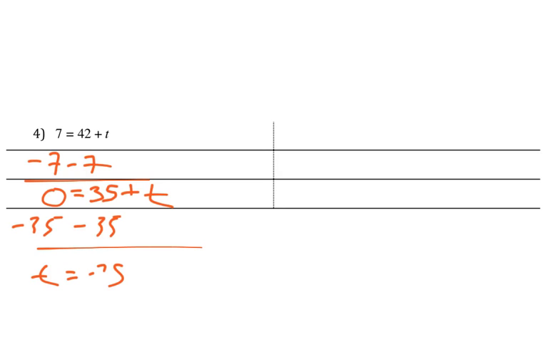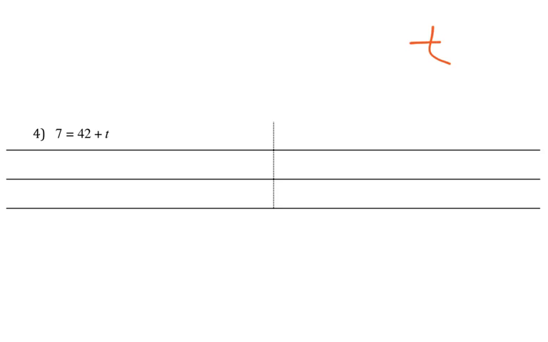Now let's say you go about this the incorrect way. Watch me subtract 7 from both sides. I'm using red to not write it. Well, 7 minus 7 is 0, equals, 42 minus 7 is 35, plus t. Well, I could keep going and solve this, and I would get the answer. T is negative 35. Let me write that over to the side.